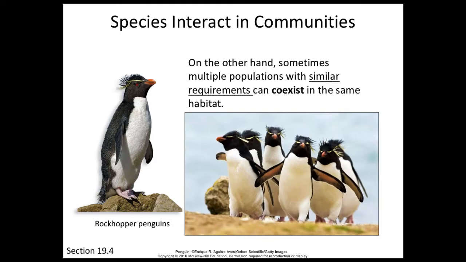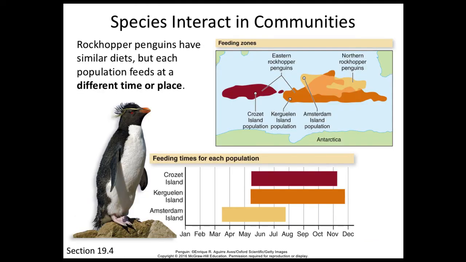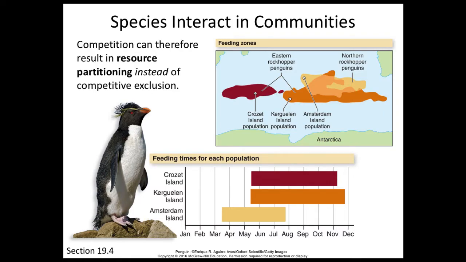On the other hand, sometimes multiple populations with similar requirements can coexist in the same habitat. A case in point is the rockhopper penguins. Rockhopper penguins have similar diets, but each feeds at a different time or place in this series of islands off the coast of Antarctica. Competition can therefore result in resource partitioning instead of competitive exclusion.